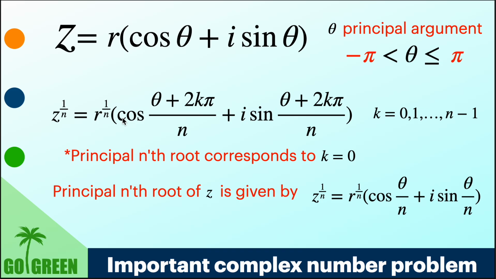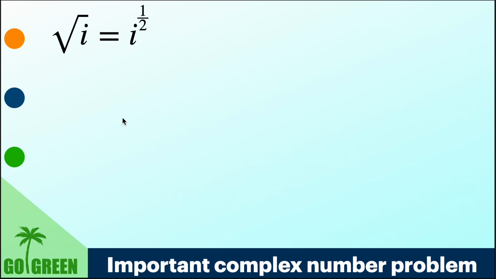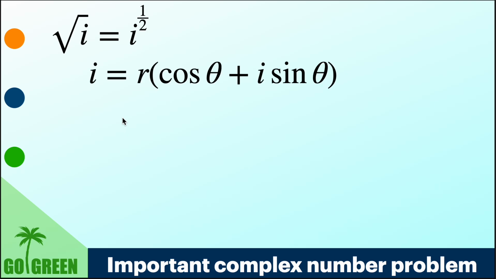Now the square root is nothing but the second root, so i to the power 1 by 2. Instead of z we now have i, and instead of n we have 2. It has possibly two values, but we should only consider the principal square root here. So i can be written as r(cos theta plus i sin theta) in polar form. The modulus of i is 1, so we will not consider r anymore because r is 1.